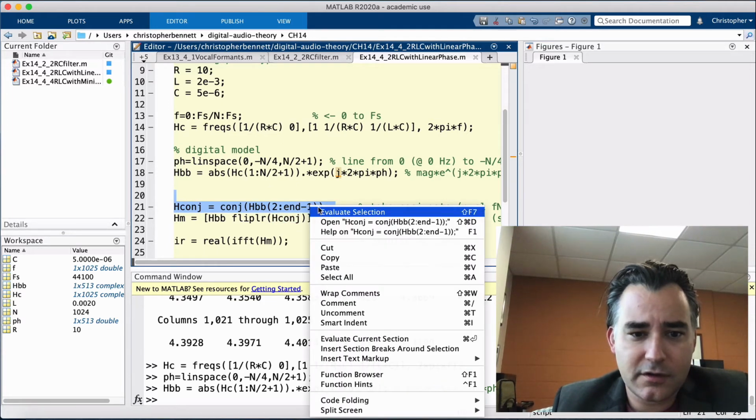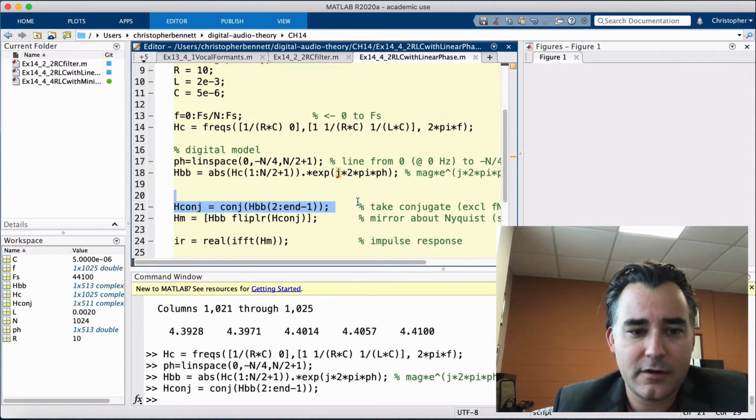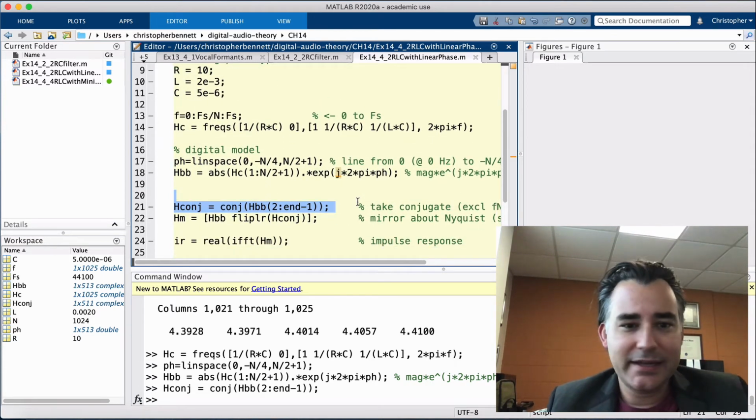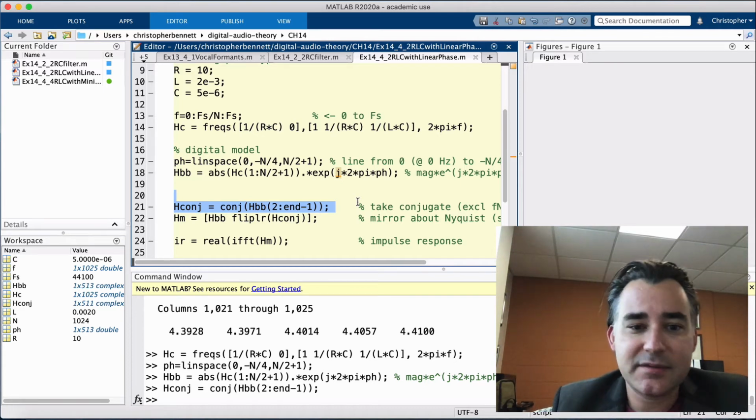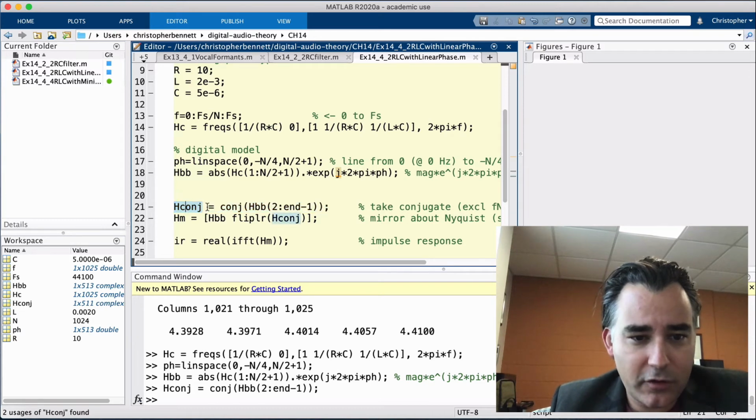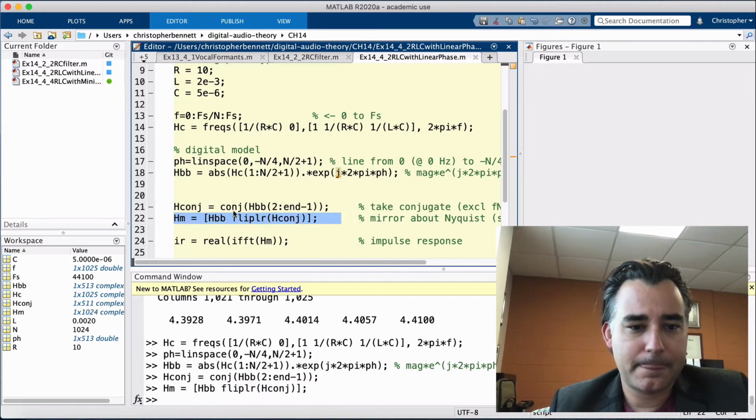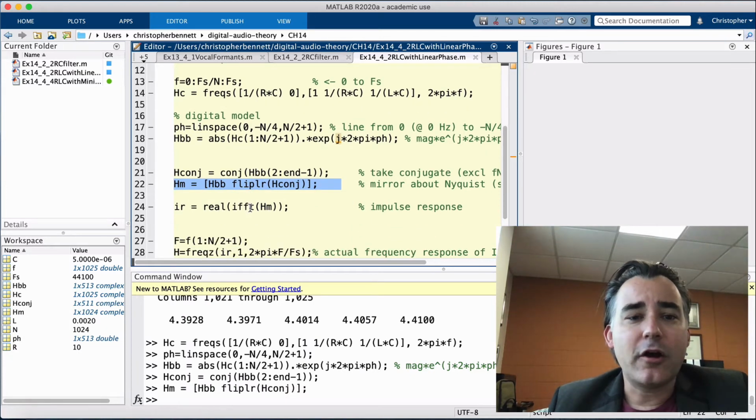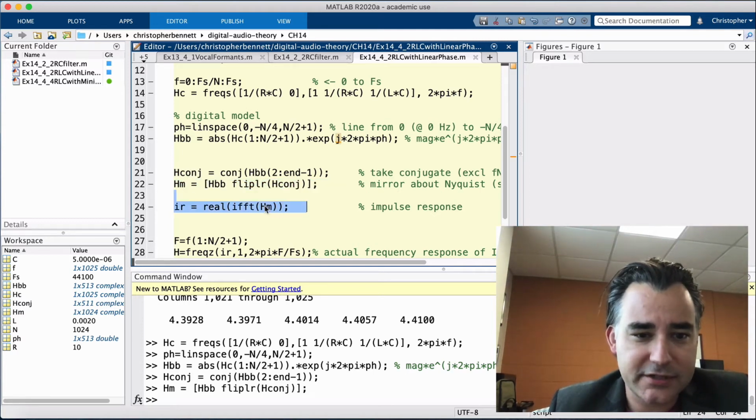So here's conjugates of everything, excluding Nyquist and DC. Remember, Nyquist is the mirror point, and DC does not show up again until we get into our next image. So we're going to take all those conjugate parts, we'll flip them, and they're going to be mirrored about our baseband. And that's going to give us our complete model, Hm. So the IR is then the IDFT, the inverse discrete Fourier transform of that frequency response that we just constructed.